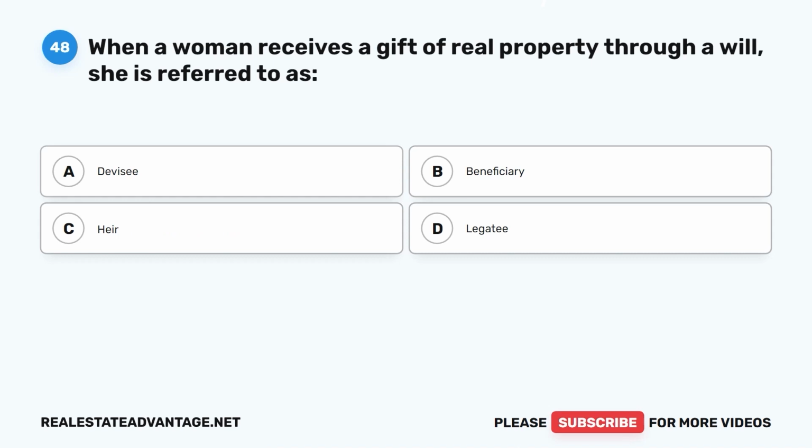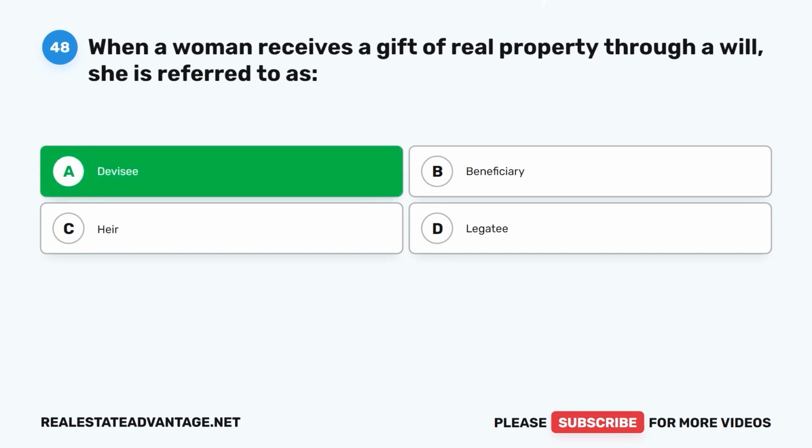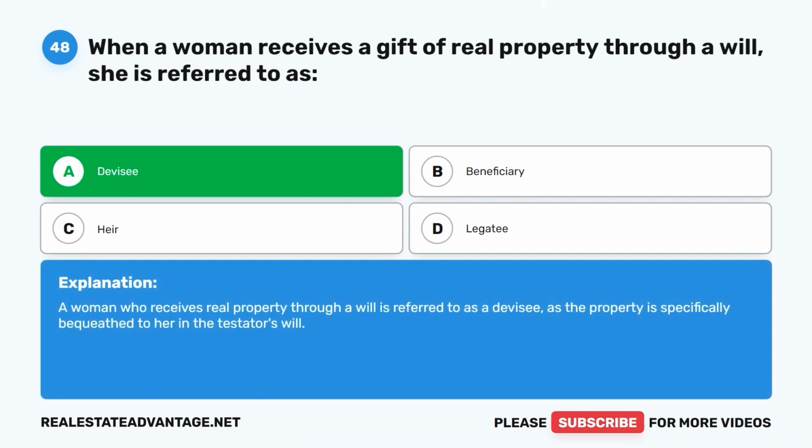Question 48. When a woman receives a gift of real property through a will, she is referred to as A. Devotee, B. Beneficiary, C. Heir, D. Legatee. The correct answer is A. Devotee. A woman who receives real property through a will is referred to as a devotee, as the property is specifically bequeathed to her in the testator's will.